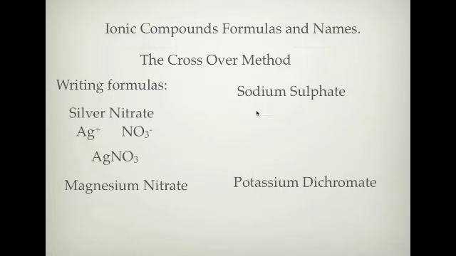Sodium, the charge on sodium is just 1 positive. And sulfate, if you remember from your polyatomic ions, is SO4 2 negative. Now when these come together, we want to try and balance out these charges. So if you want to balance this out, sodium is 1 positive, sulfate is 2 negative. It means we need twice as much sodium as we do sulfate.